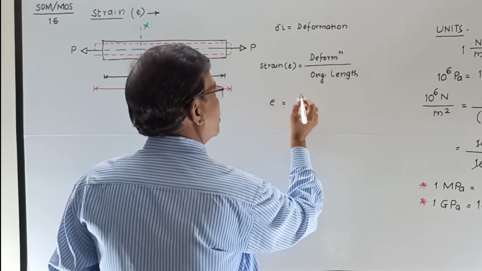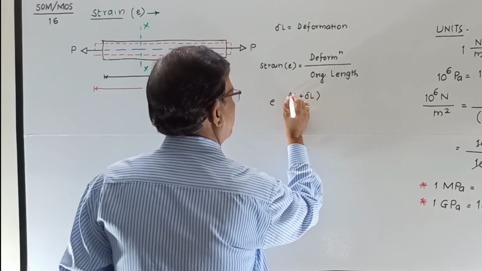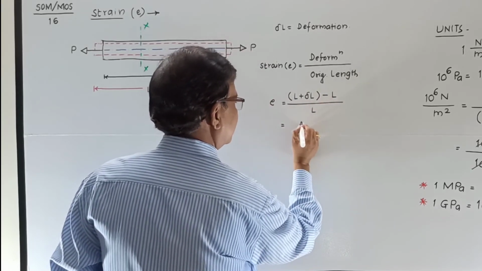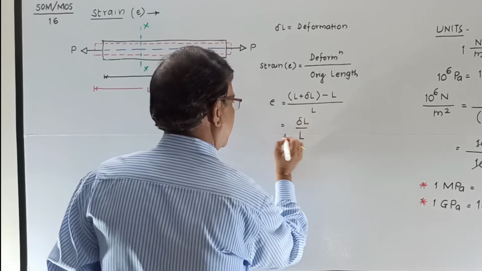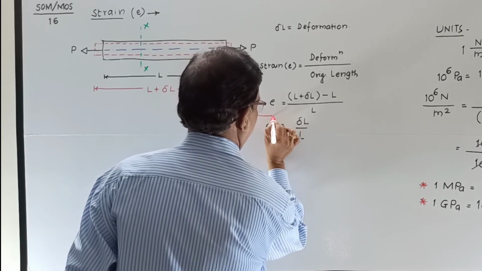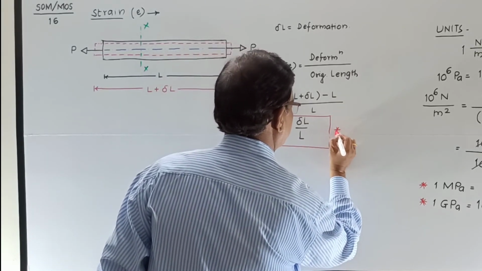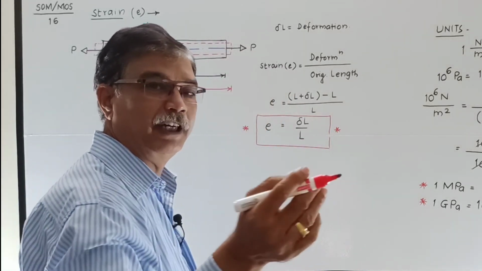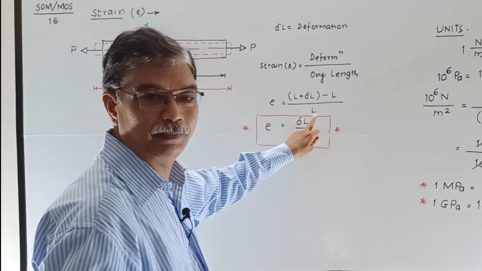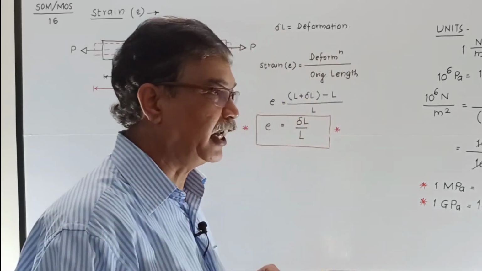Therefore, e will be, what is deformation? Deformation is nothing but final length, that is L plus delta L, minus original length, that is L, upon original length L. And L plus delta L minus L is delta L, so delta L upon L is known as linear strain. Okay, strain in the direction of length. So this is the expression for strain. Now, what is the unit of length? Meter, centimeter, mm. What is the unit of change in length? Meter, centimeter, mm. So this is meter upon meter, mm upon mm. As it is the ratio of same type of quantities, it has no unit. So strain has no unit.